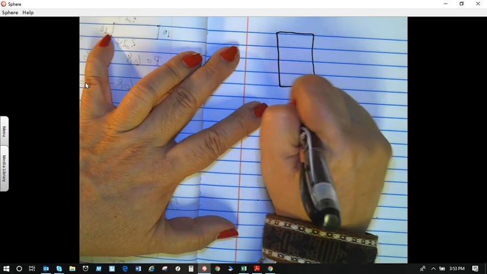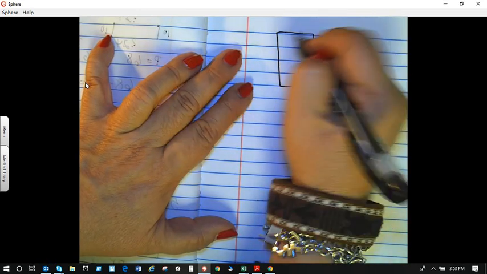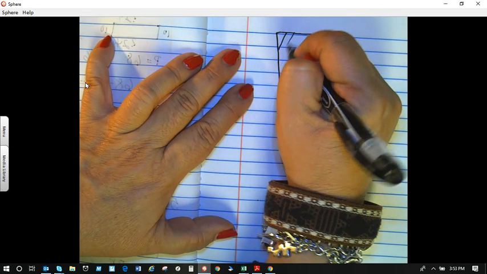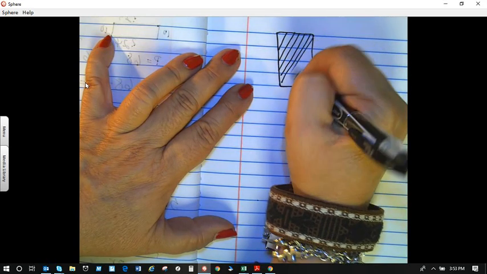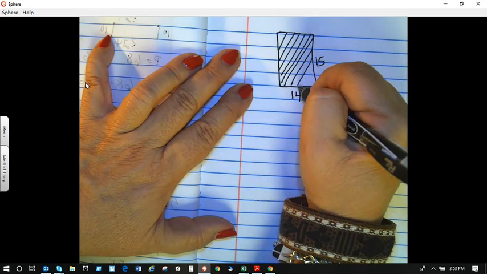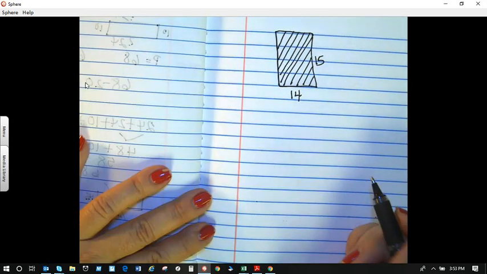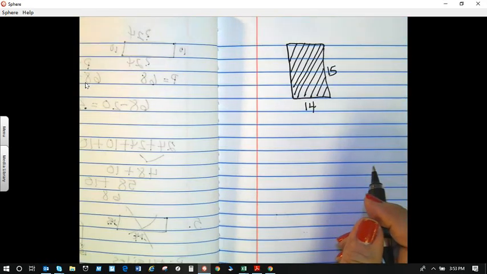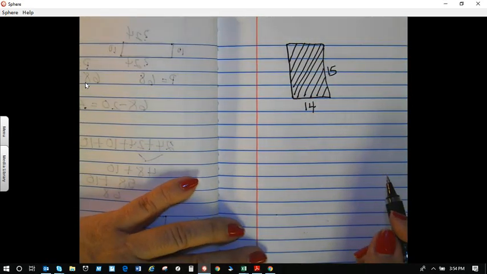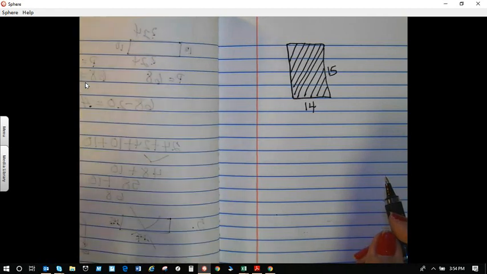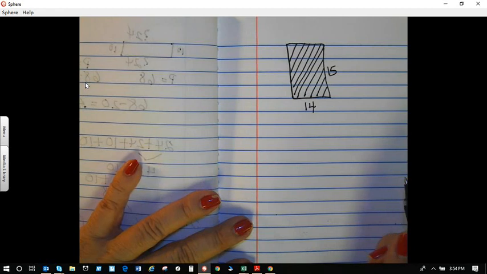This is 14 feet. This is 15. She's wanting to put in soil. She needs to cover this. All right. She finds the area of her garden so she knows how much soil to buy. If one bag of soil covers 20 square feet, how many bags of soil will Leah need to buy?